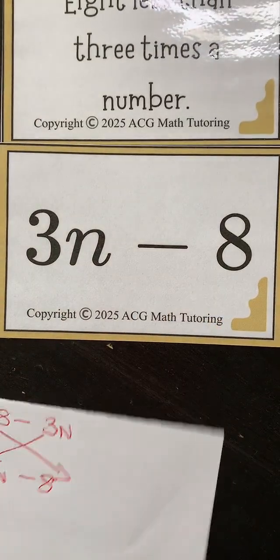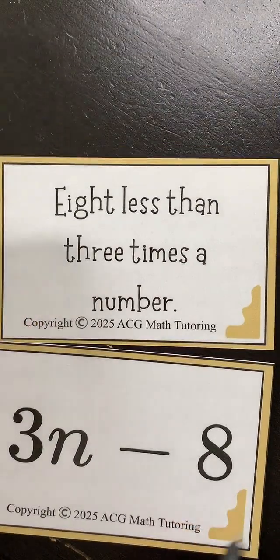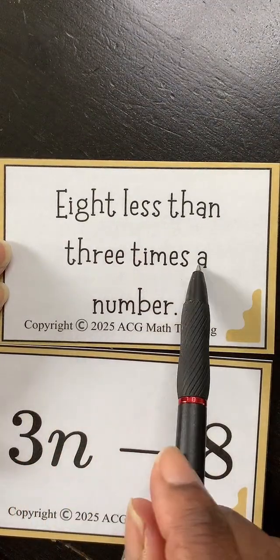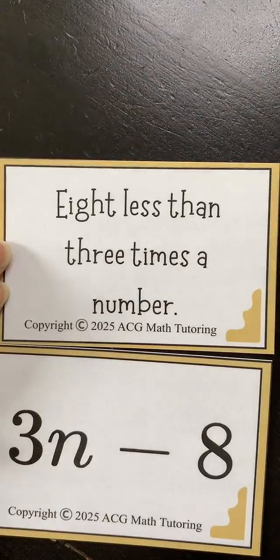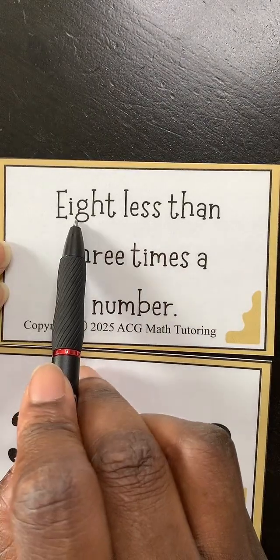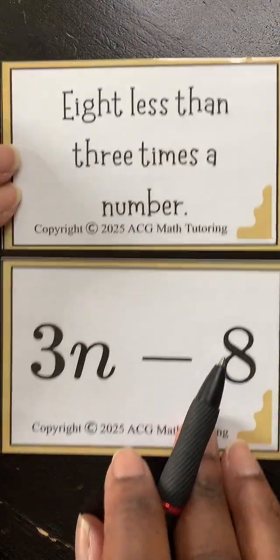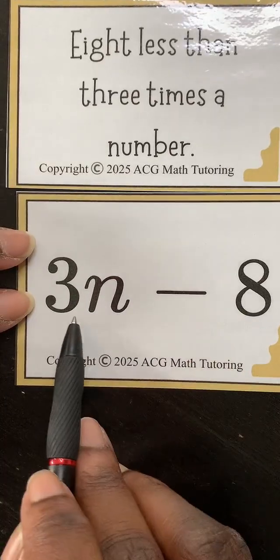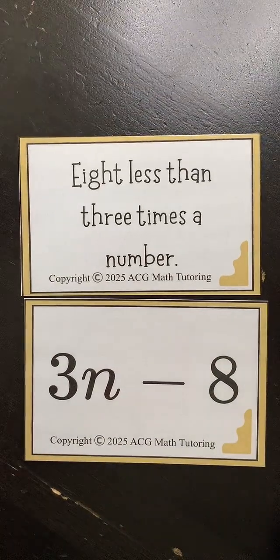3n minus 8. Okay, so we're not putting parentheses. Someone else did it earlier before I'm on. We're saying that 8 is going to be less than. We're not saying that 3n is less than. We're saying who is going to be dealing with the subtracting. The less than, that's the 8. So that means the 8 is going to carry the subtraction. Okay, that's why you're switching it. Because the 3 times a number, that's not being subtracted. It's the 8 that's carrying the subtraction.